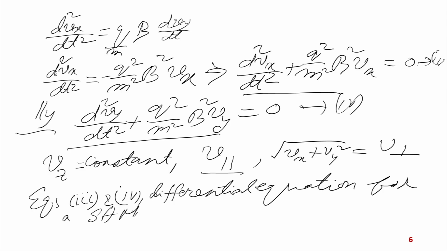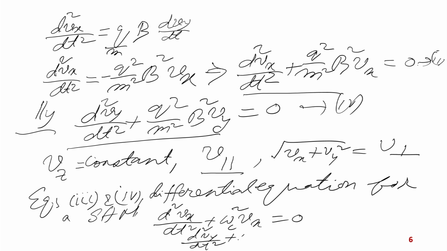And what is the standard form of this simple harmonic motion? If I put that one, then I should write these two expressions as d square v x by dt square plus omega c square v x is equal to 0, and also d square v y by dt square plus omega c square v y is equal to 0.